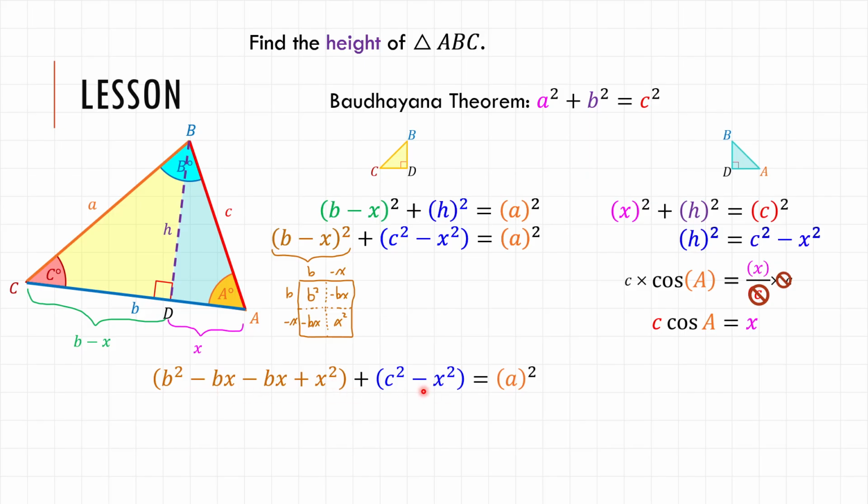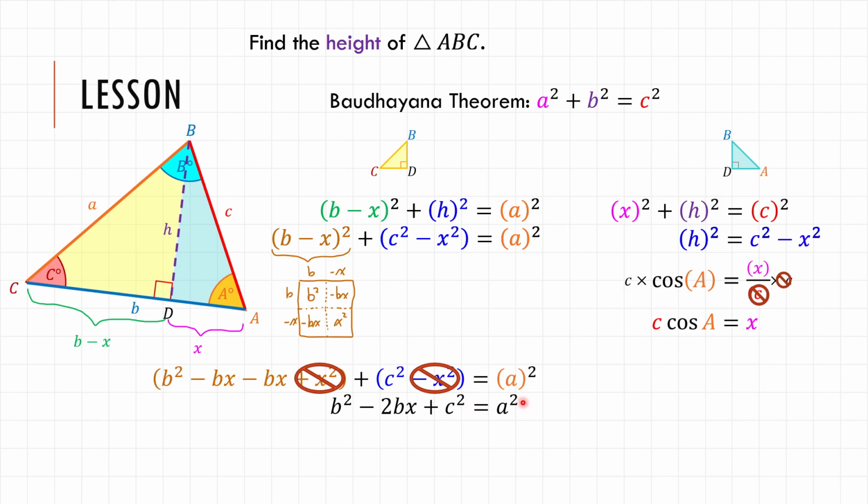And I actually have a few like terms here. I have a positive x squared, and I have a negative x squared, and those two will cancel each other out. I also have negative bx and negative bx, and this is, of course, negative 1 and negative 1, which together make negative 2bx. I have a b squared, and I have a c squared.